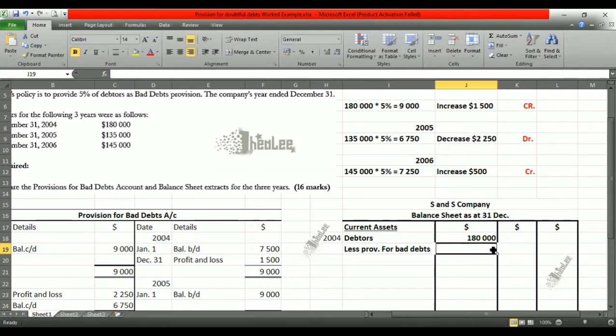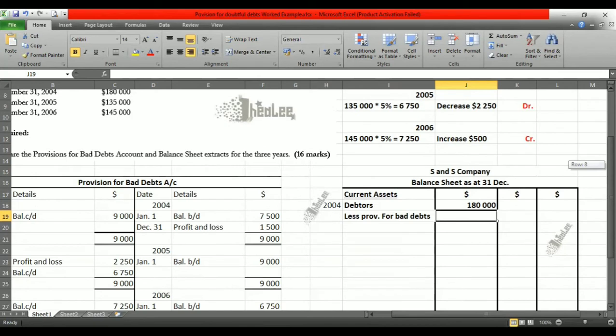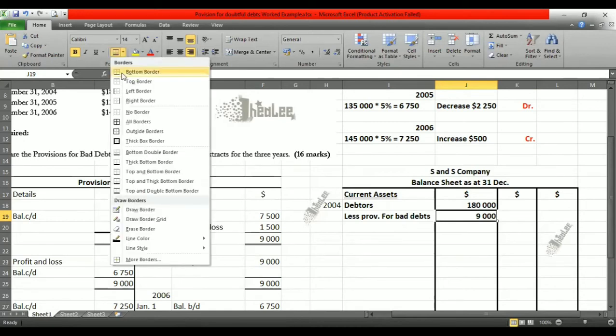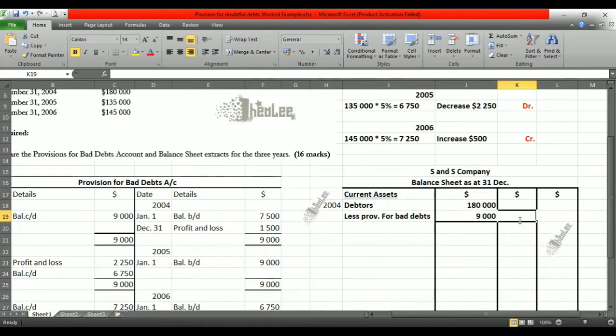And the provision for bad debts, you can either take this from the question, which is the value after your equal sign, or you can go to your provision for bad debts account and pick up that value. Out of 2004, we're seeing that our provision for bad debt value is 9,000. That is what we're going to subtract from our debtors. 180,000 minus the 9,000 gives us a result of $171,000. So that is for 2004.